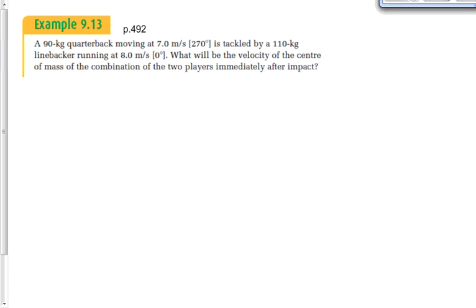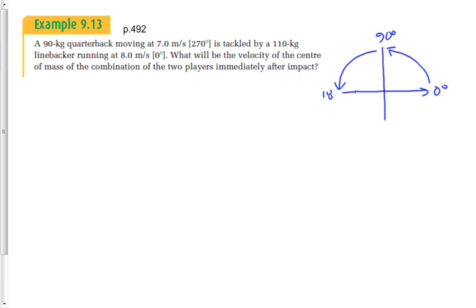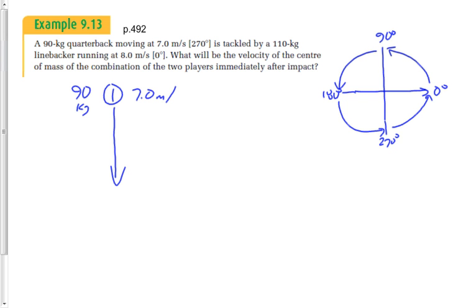Let's look at the angles here, the directions here. If you look at an x-y coordinate axis, we would consider this to be 0 degrees. This would be 90 degrees. This would be 180 degrees. This would be 270 degrees. And this would be, well, you could say it's either 360 or 0 degrees. So if you've got a quarterback going at 270, then that means the quarterback is going this way. We're going to label that as object number 1, 90 kilograms, and 7.0 meters per second.